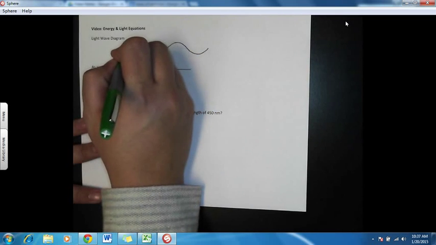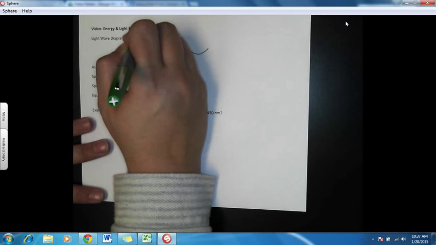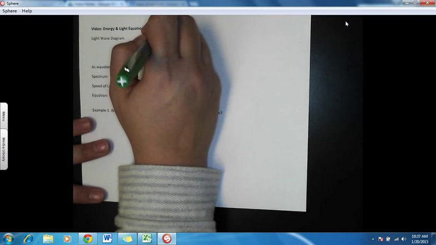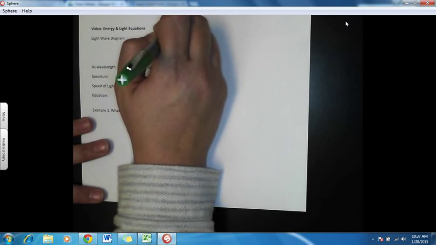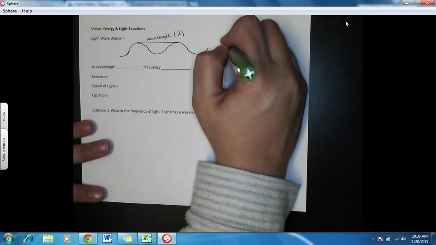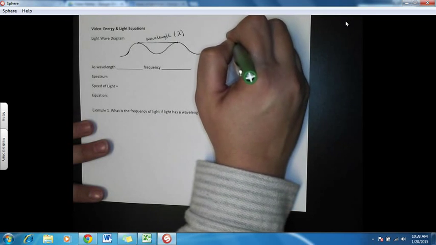And then we have the wavelength. By definition, it goes from crest to crest or trough to trough. This is the wavelength, and we use the symbol lambda to represent the wavelength. Okay? And so wavelength is how long the wave is. If the wave is very small, the wavelength will be much shorter, right?